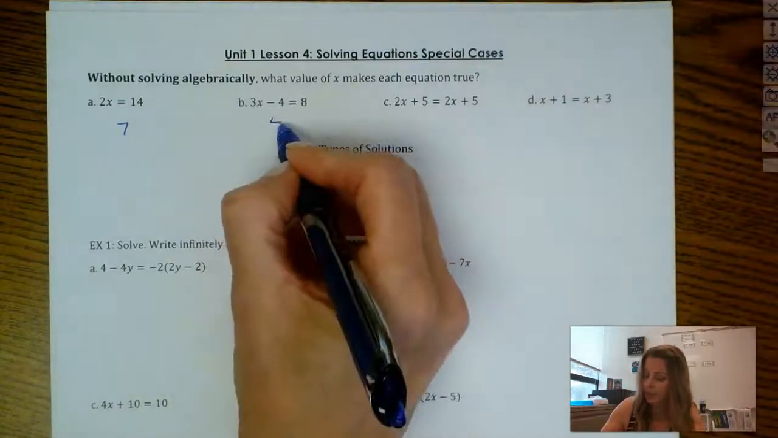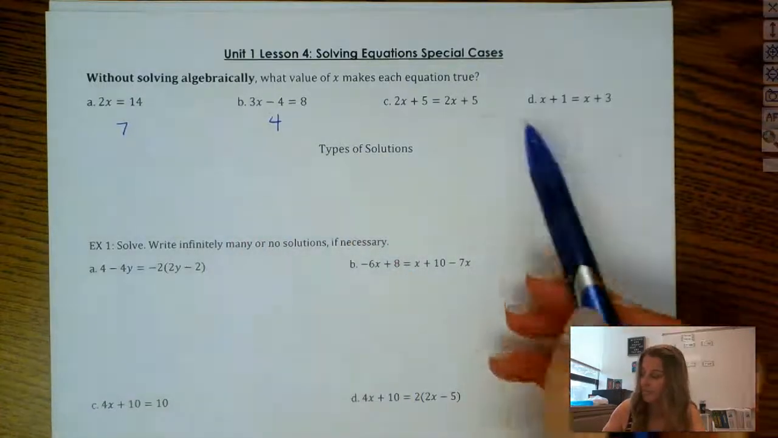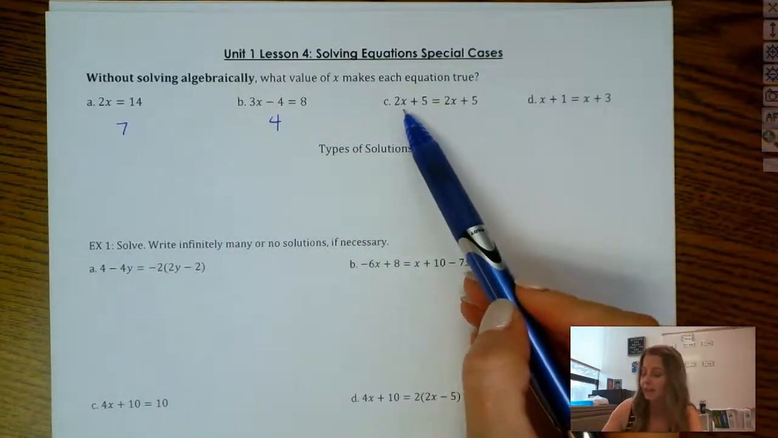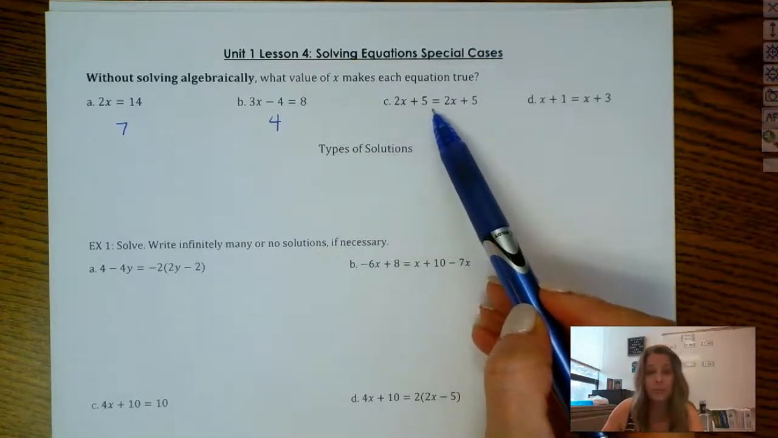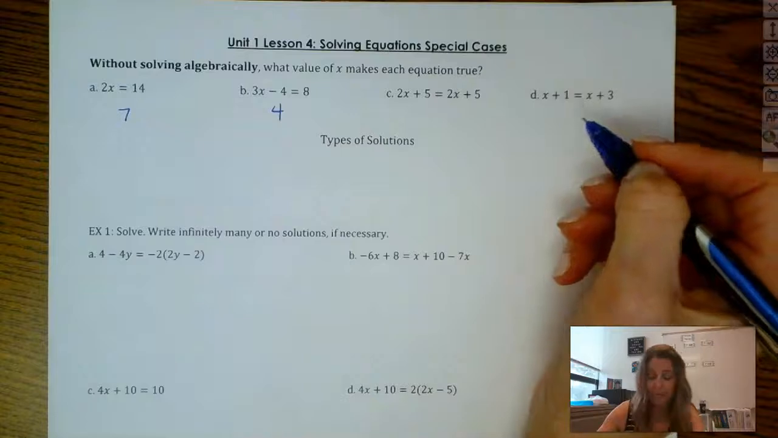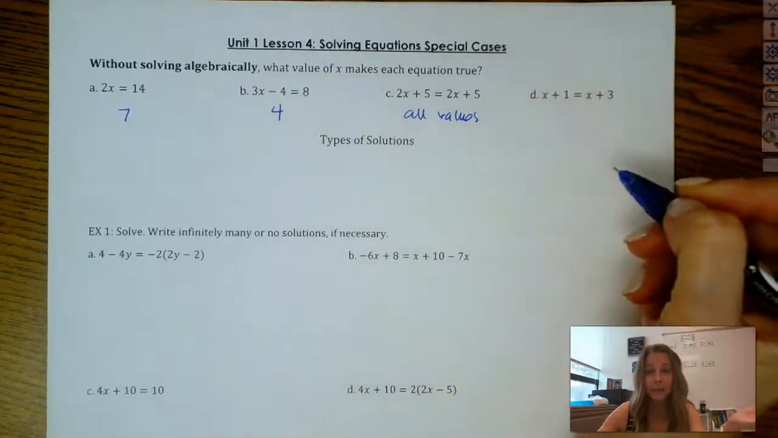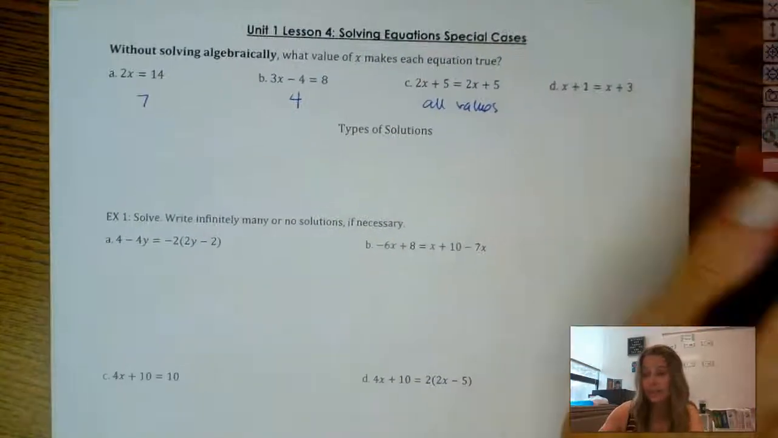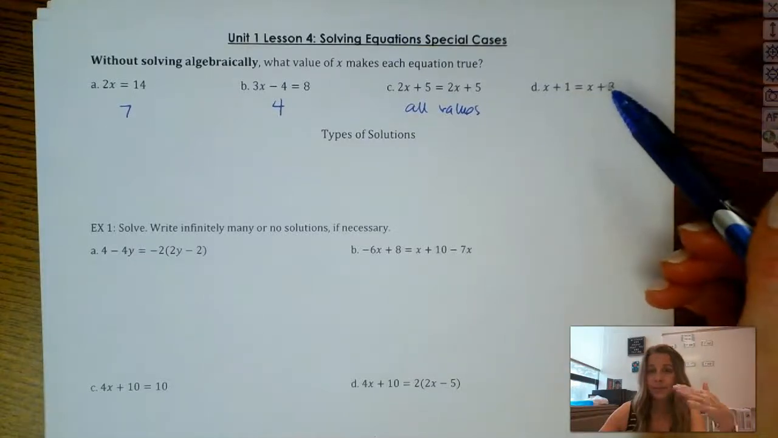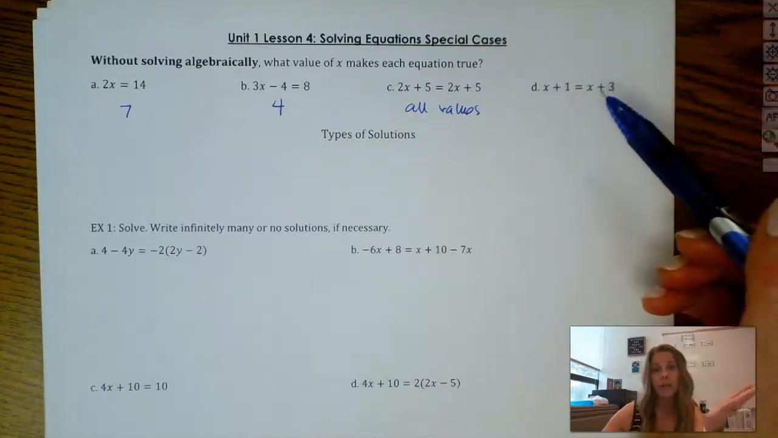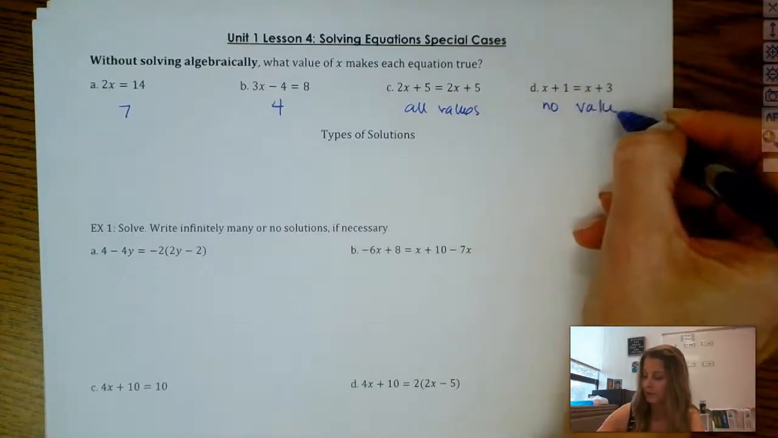Okay, letter B, 4 is going to make that true, because 3 times 4 is 12, take away 4 is 8. Now on letter C, the answer here is any number makes it true. 2 times a number plus 5 is always going to be equal to 2 times the same number plus 5. So I'm going to say here all values, or any number in the world would work. Letter D says a number plus 1 equals a number plus 3. Well, these numbers have to be the same. So there is no value that I can add 1 to and add 3 to and get the same answer. So I'm going to say here no values.